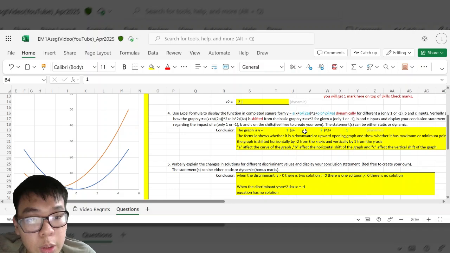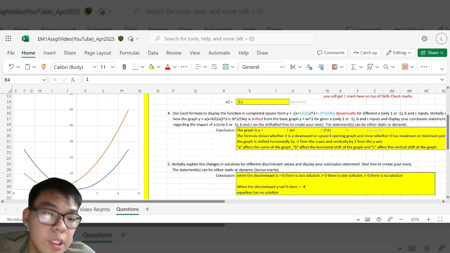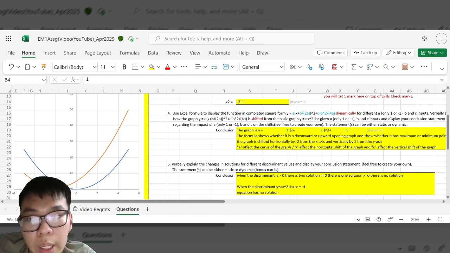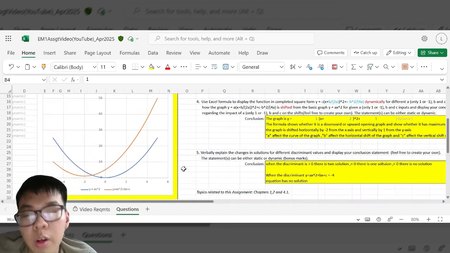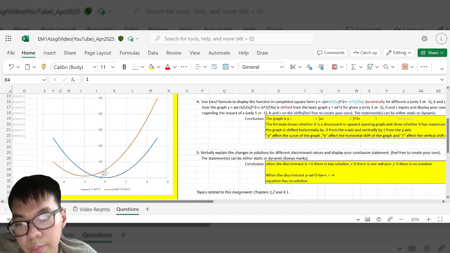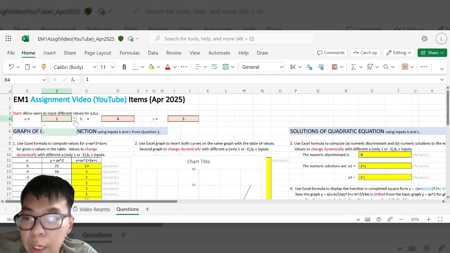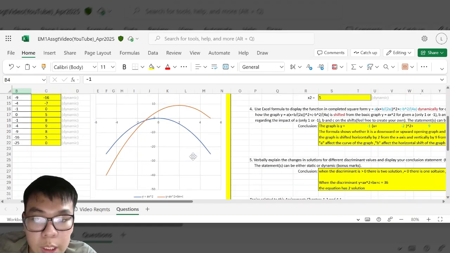While c minus b squared over 4a will determine how the graph shifts vertically. So when c minus b squared over 4a equals 1, the graph will shift vertically by 1. This will apply for a equals -1, 2, as you can see here.